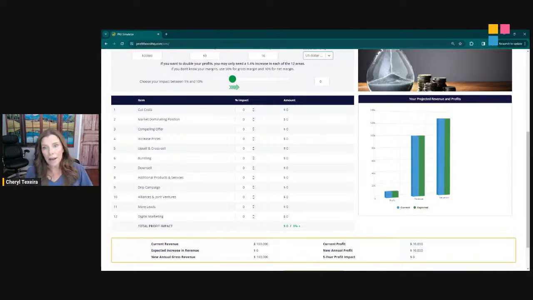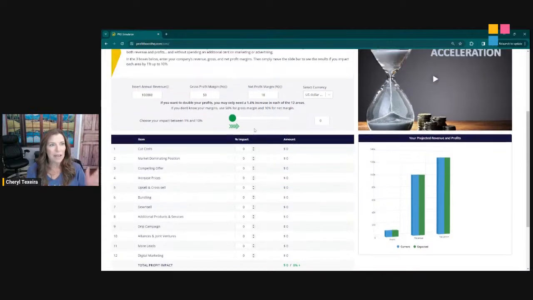And so what I'm going to do is pull back the covers, I should say, on the market dominating position, on a drip campaign, and on that compelling offer so that you can start getting more leads, right? So I'm going to be looking at all those. And I'm also going to be sharing with you about alliances and joint ventures and how powerful they can be to make your business grow, right? And so let's just take a peek at this.